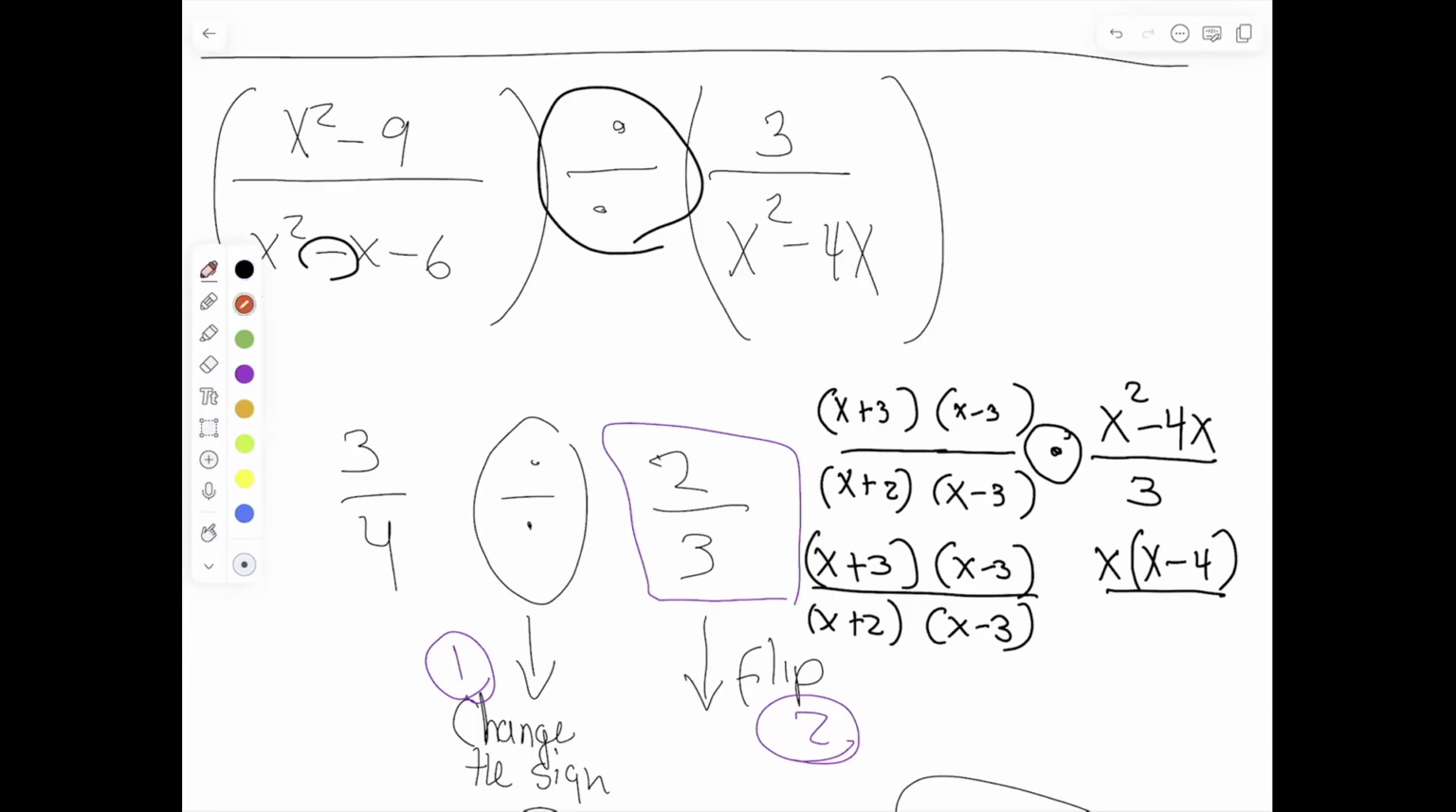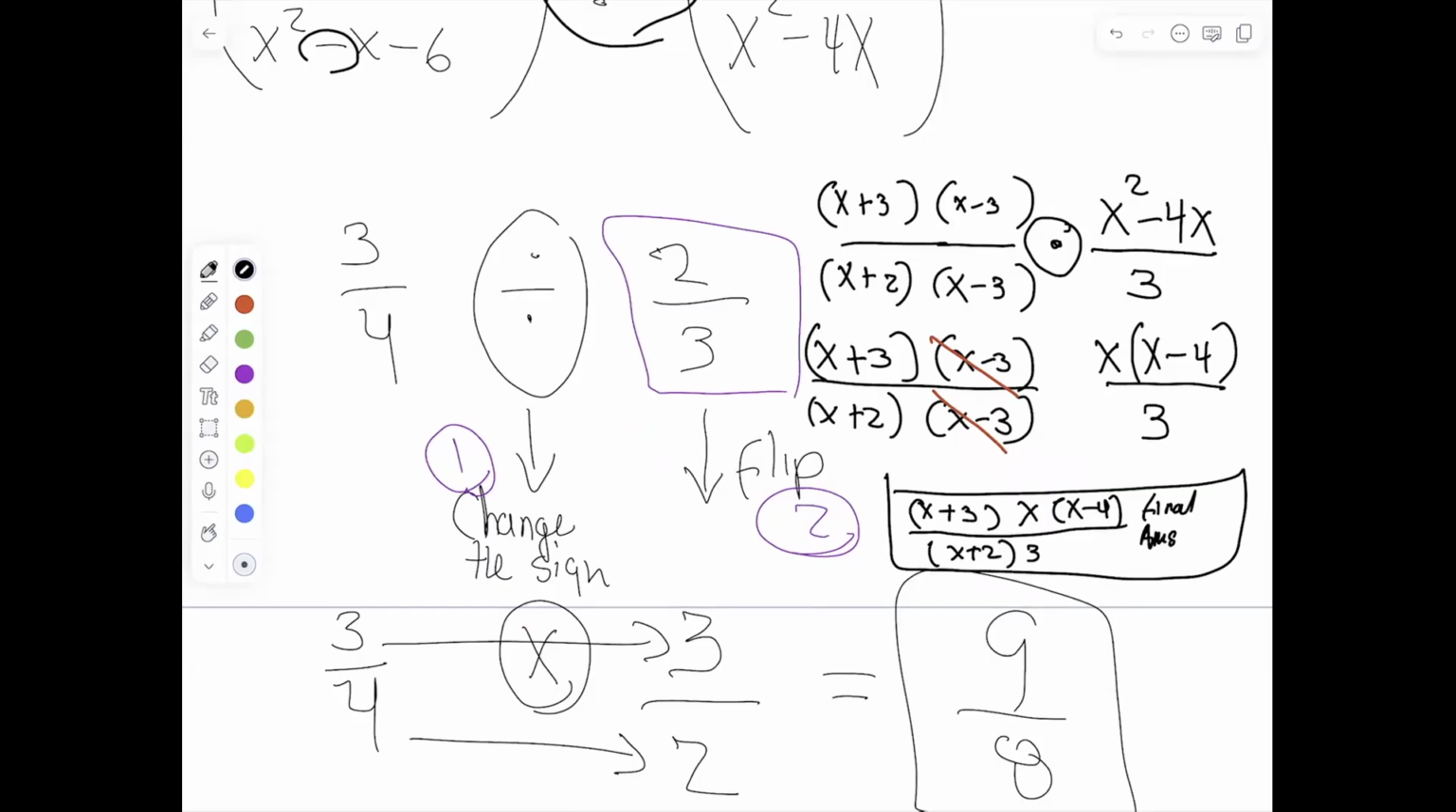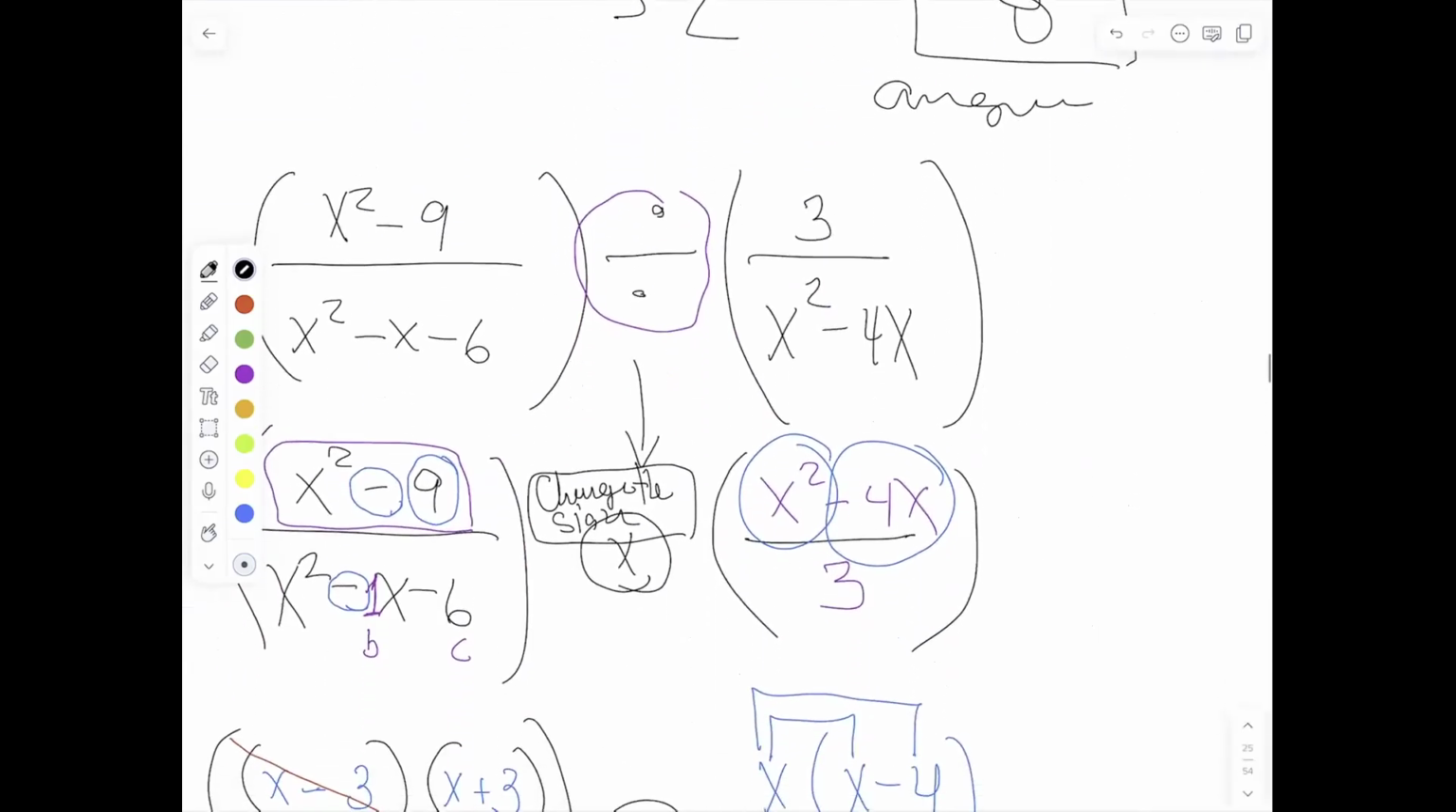And then here, I'm going to cancel like terms. That's all I can cancel here. I have a 3 in the denominator. So now my final answer here is going to be what? It's going to be x plus 3, parentheses, x minus 4. And in the denominator, I'm going to have x plus 2 times 3. I can't do anything else. That's my final answer. And that's what I should have gotten.